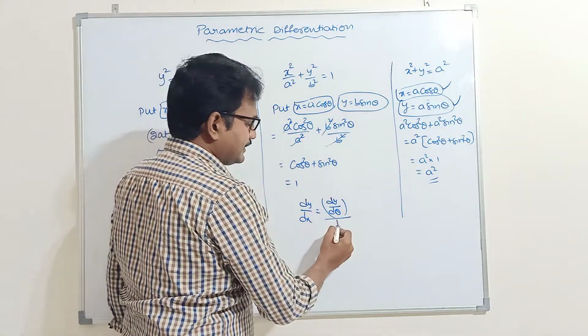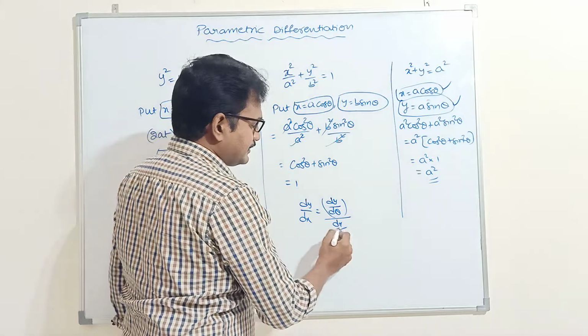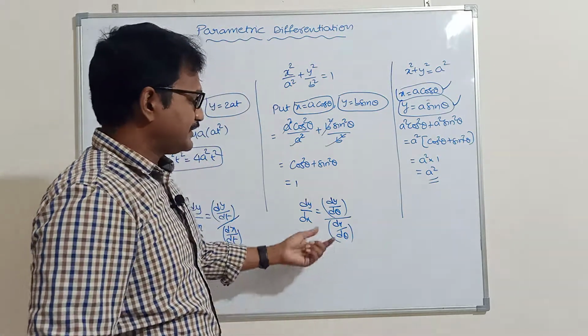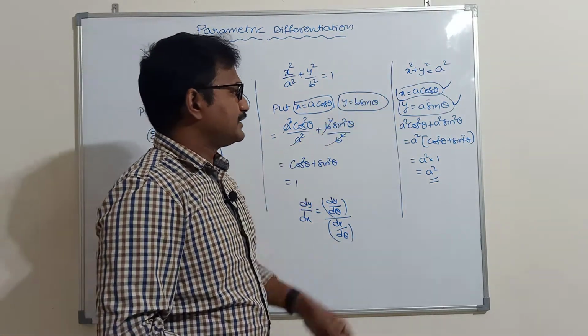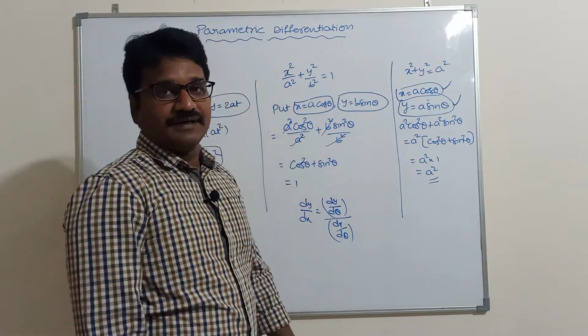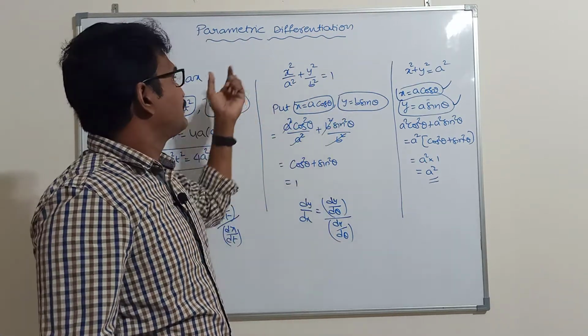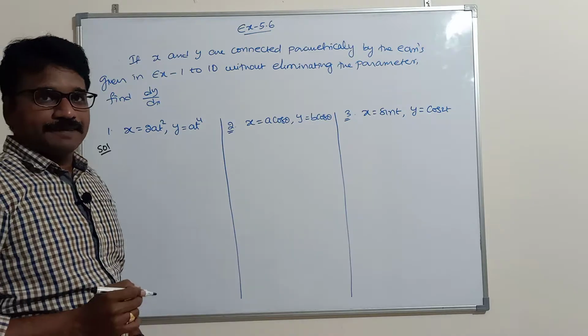Similarly, differentiate x with respect to theta and find dy by d theta, dx by d theta. Similarly, here also dy by d theta, dx by d theta. This is the way to find the parametric differentiation.